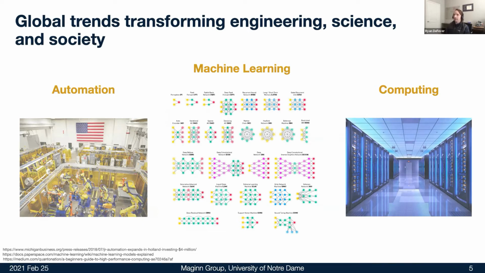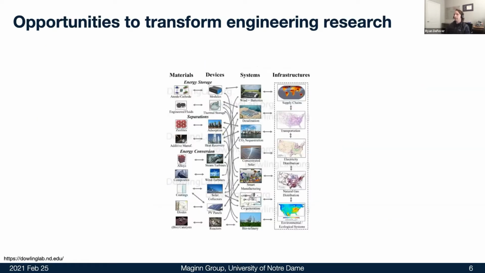Now, next, I'd like to think about what this means in terms of where we might have some opportunities to think about transforming engineering research. So I'm an engineer, so I'm going to frame this at an engineering level. And I've borrowed this very nice figure from a professor at the University of Notre Dame, Professor Dowling, who's a collaborator on some of our later work.